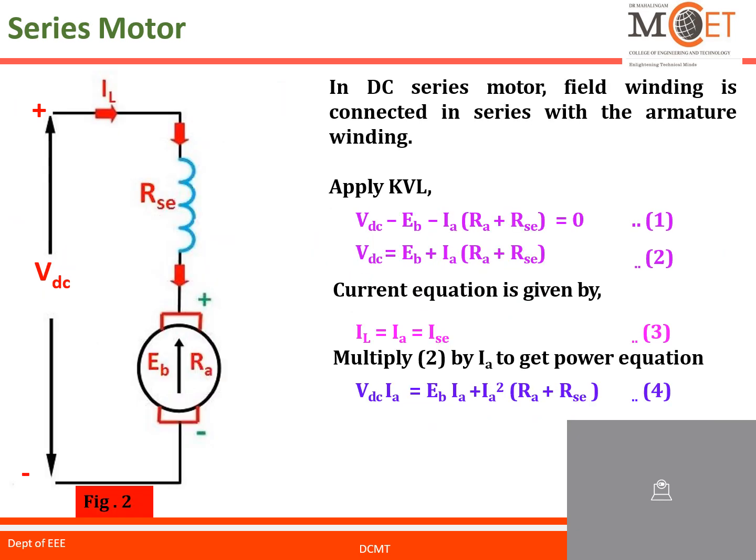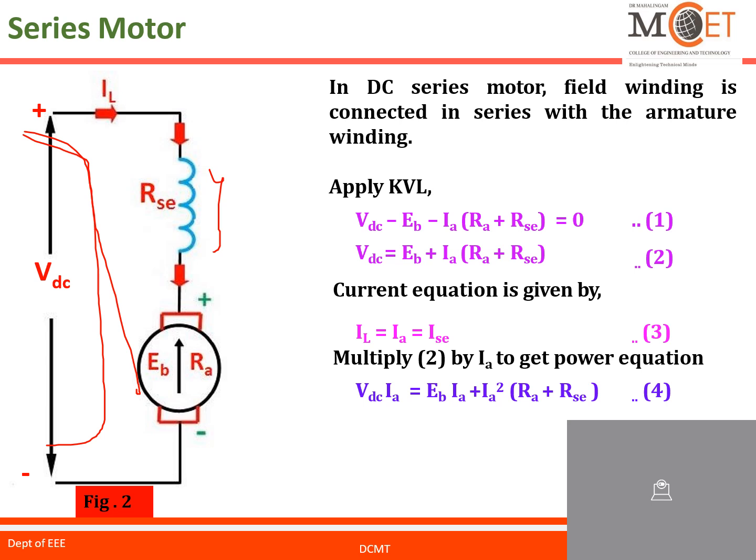The next one is the series motor. Here the series field winding is connected in series with the armature. Therefore the armature current IA, field current and load current are all equal, because they are connected in series. The same current flows from the series field winding to the armature and back to negative. This is the flow of our series motor.